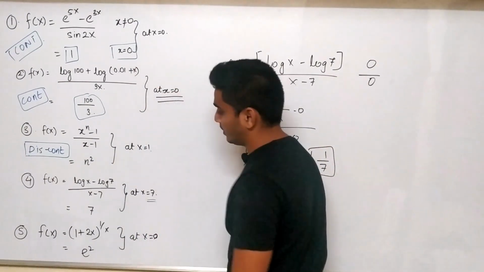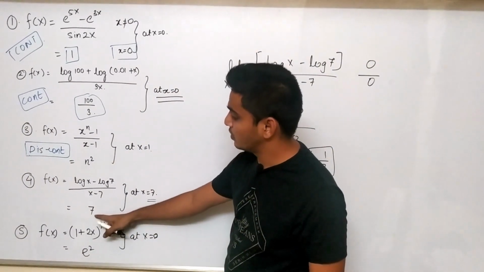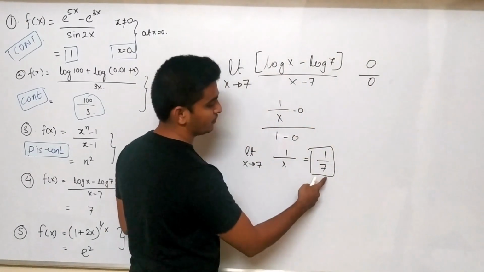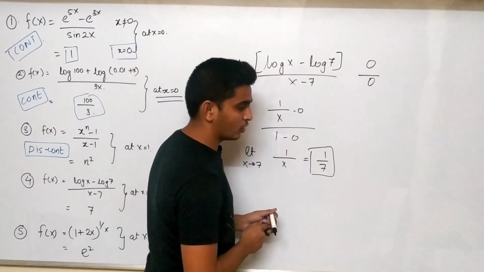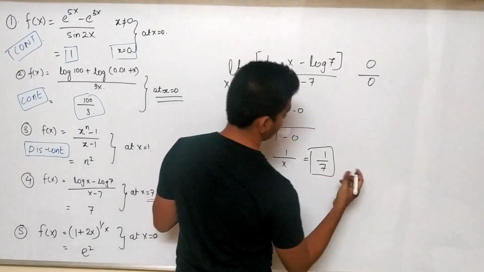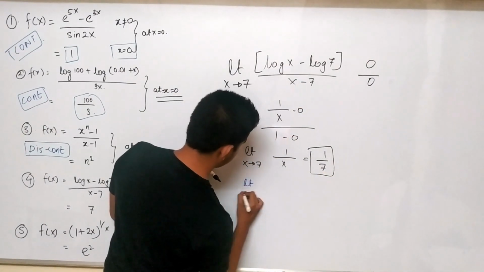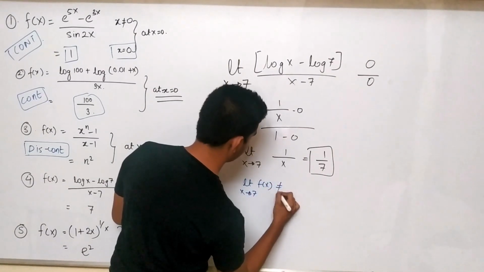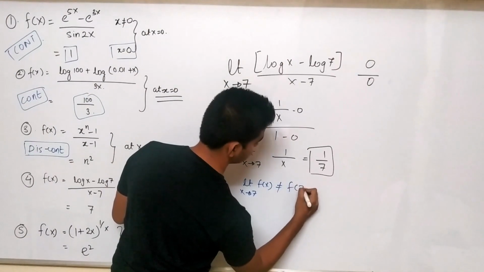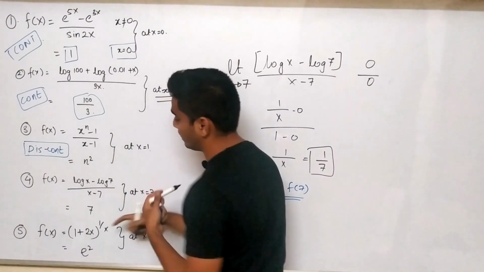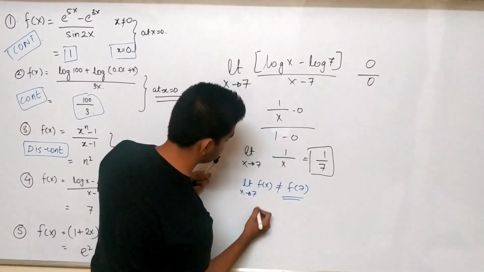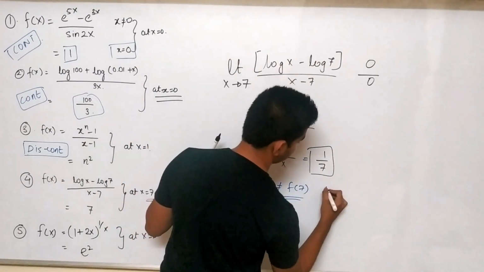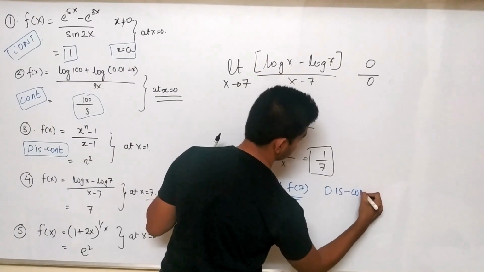Right? And what is the answer given over here? The answer is given as 7. But the answer which we have got is 1 upon 7. So what will be the continuity? Well, limit x tends to 7 of f of x is not equal to f of 7, because at f of 7 we have the value 7, and 1 upon 7 is not equal to 7. So hence, we can say that this function is discontinuous.